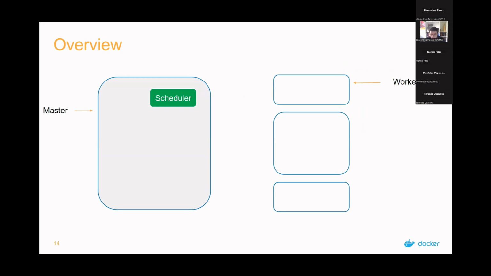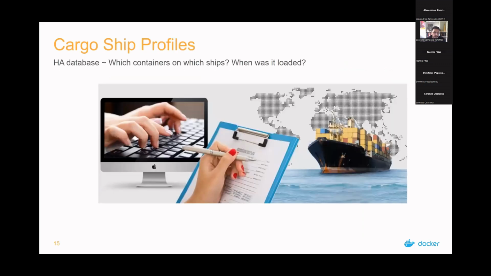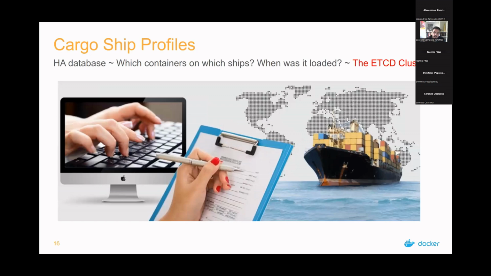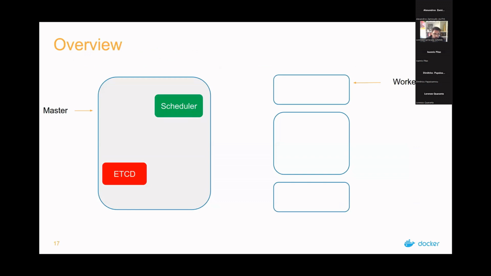We're installing the container. Then, which containers are on which ships and when were they loaded? So we need to keep track of the containers that are sent with the cargo ships all around the world. The analogy is which container is deployed and in which of the workers and when it was loaded. And this is done in Kubernetes using the etcd cluster. And we put the etcd cluster there in the master.